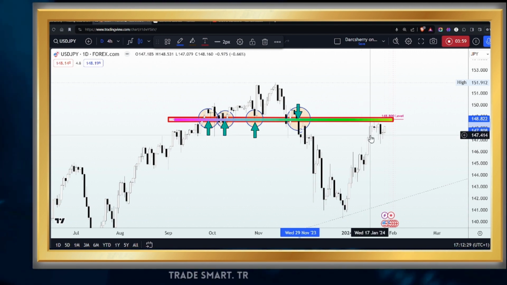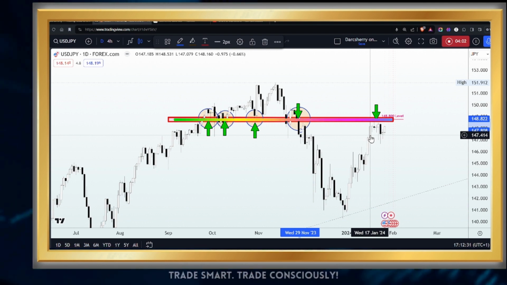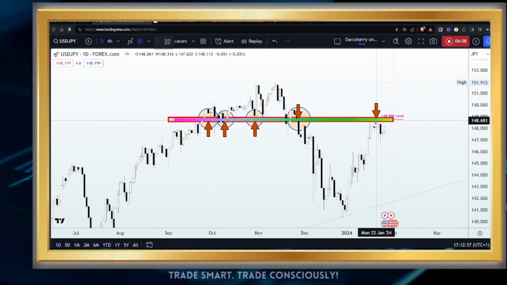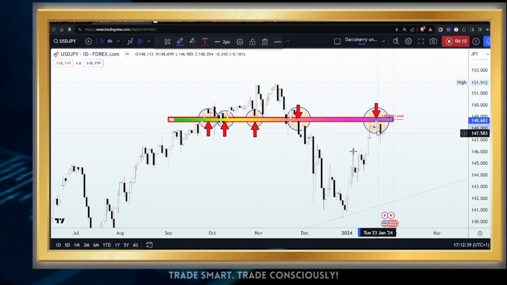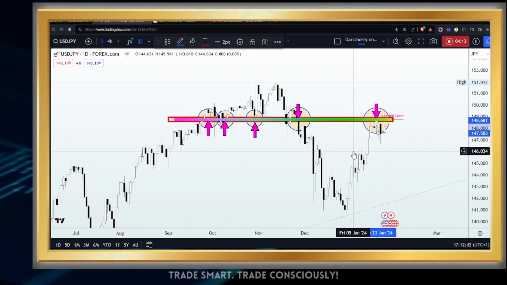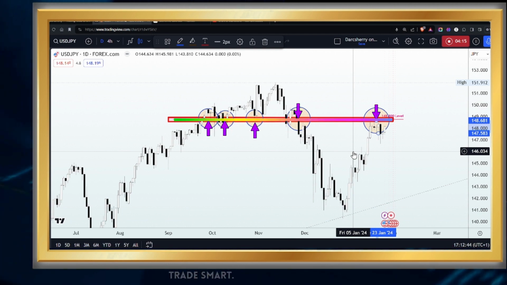However, in the last 1 to 2 weeks, price action, you will see, approached that level, but unfortunately for the buyers, they found a limiting barrier here, making it difficult for buyers to break through that area.